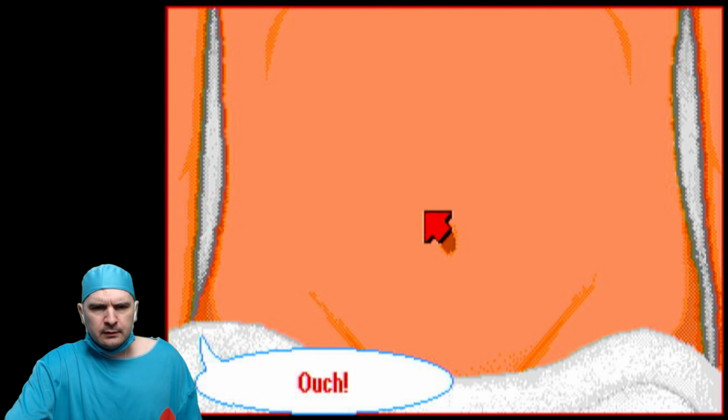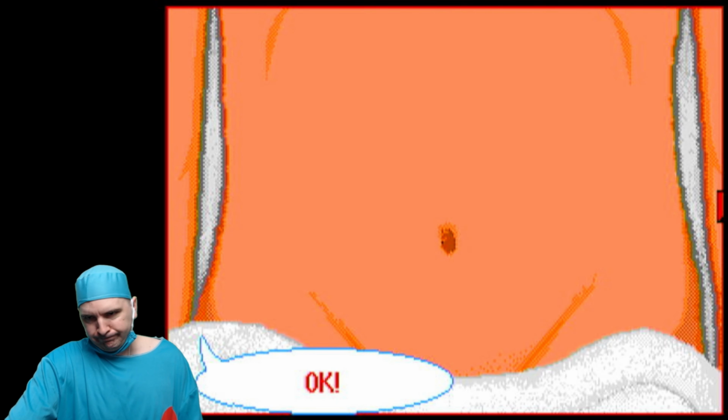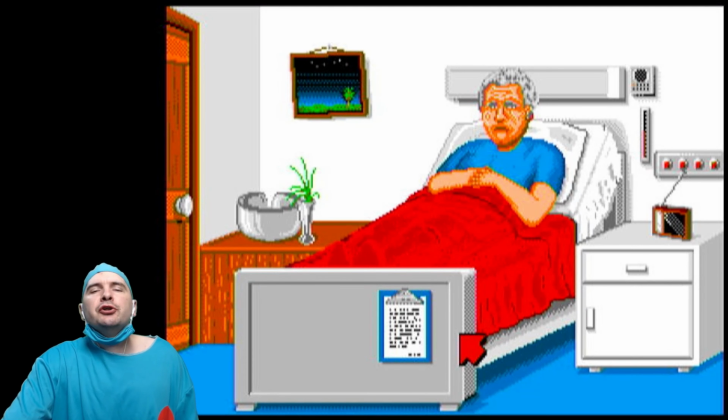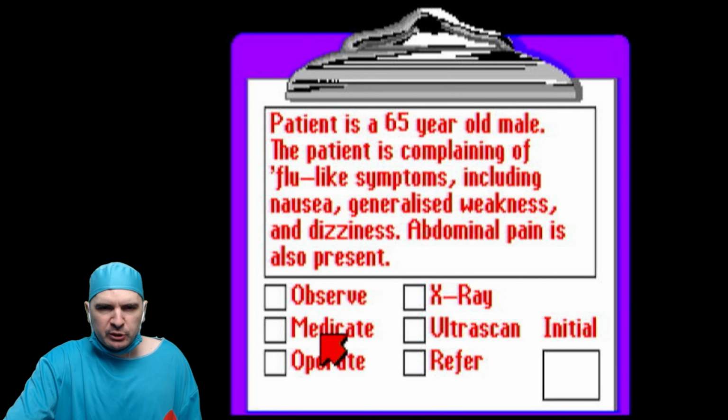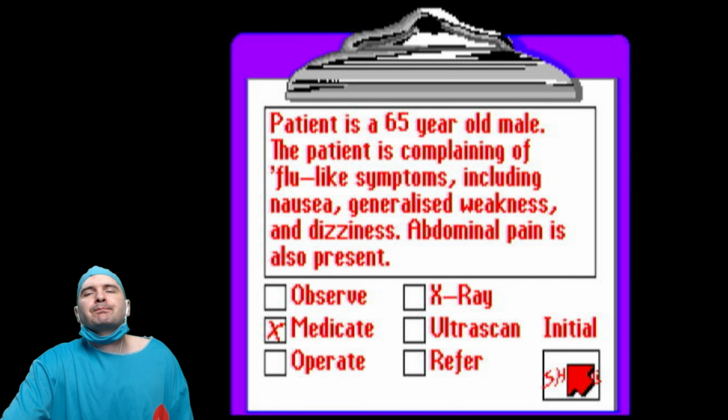I want to see your pain. Show me the pain. Where is your pain? Ow. Ow. Ow. And you're certainly not short on pain. So, you need some medicine. So we're going to medicate on that one.